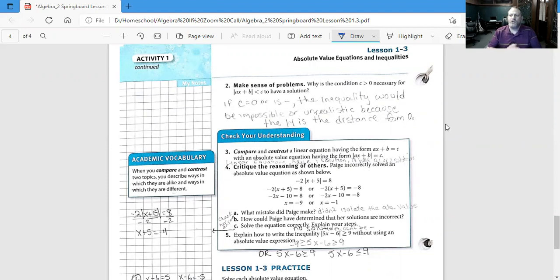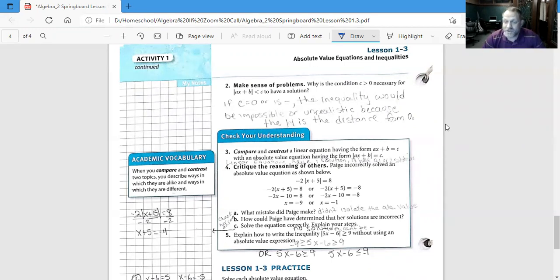This is JDTutor, and I'm here to teach you more about Algebra 2, Lesson 1-3, Absolute Value Equations and Inequalities, Part 4, Page 4. All right, guys, let's look at number 2. Believe it or not, all of that, Part 1, Part 2, and Part 3 was all of number 1. So, number 2 is going to be a little bitty. So make sense of problems.